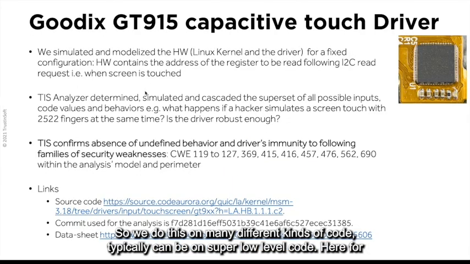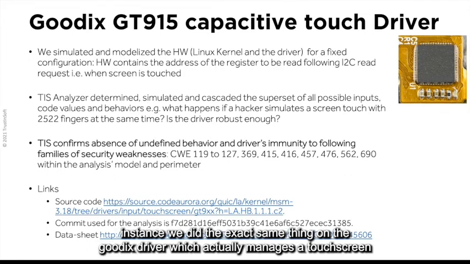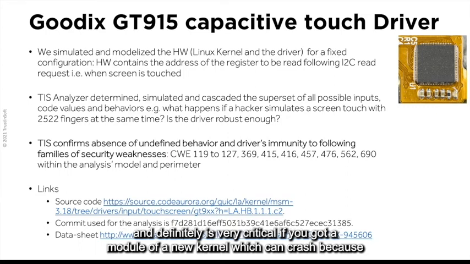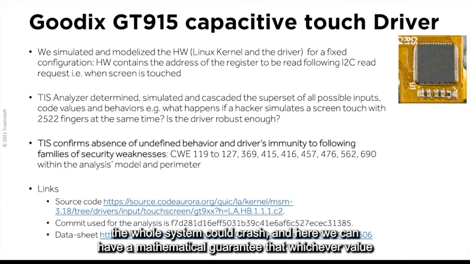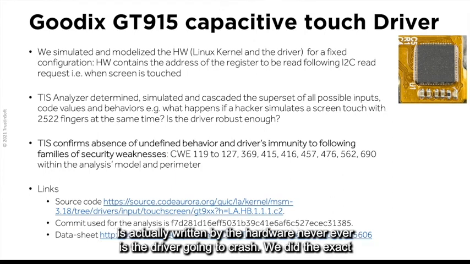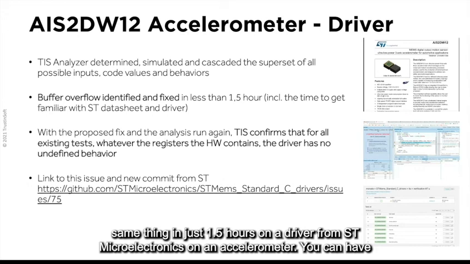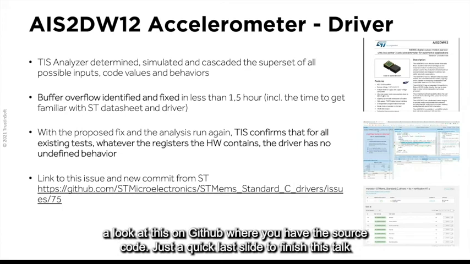So we do that on many different kinds of code. Typically it can be super low level code. Here for instance we did the exact same thing on the Goodix driver, which actually manages a touchscreen, and definitely is very critical if you have a module of a Linux kernel which can crash, because the whole system could crash. And here we can have a mathematical guarantee that whichever value is actually written by the hardware, never ever is the driver going to crash. We did the exact same thing in just 1.5 hours on a driver from ST Microelectronics on an accelerometer. Here you can have a look at this on GitHub. You have the source code.